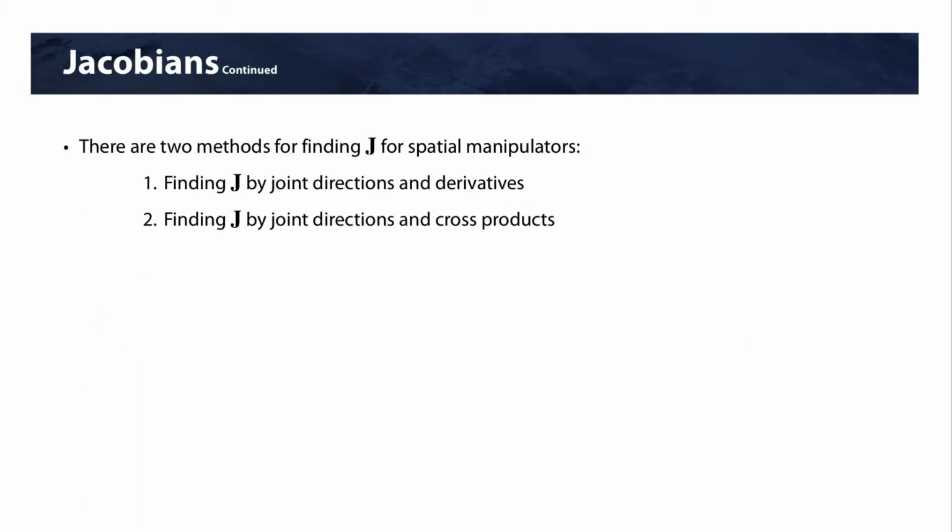We have 2 methods for finding the Jacobian for spatial manipulators. The first method is using joint directions and derivatives. The second is using joint directions and cross products, and you can think of this as a basic mechanics approach. Let's look at the formulation for each of these.